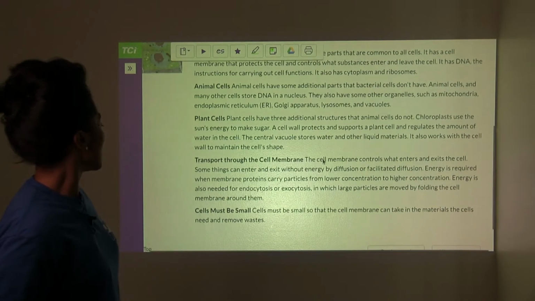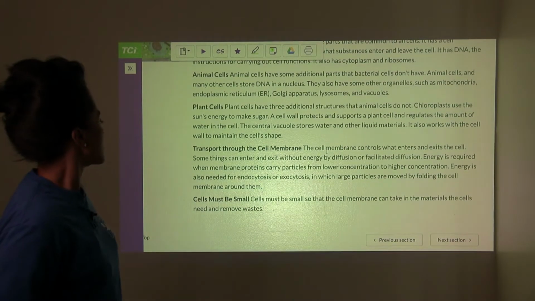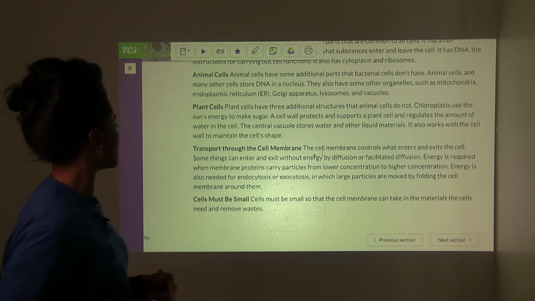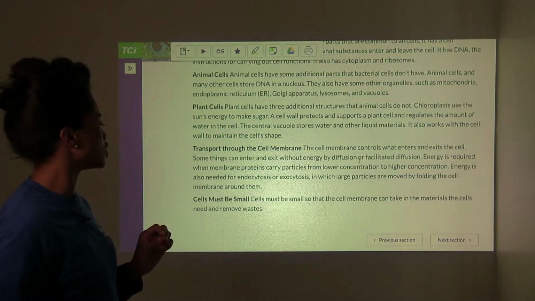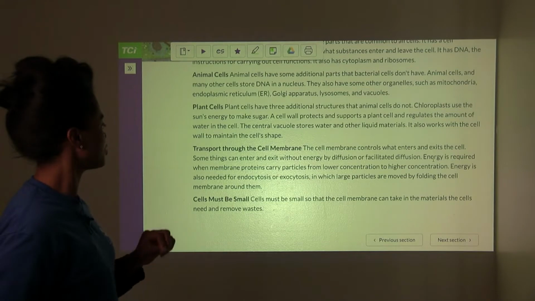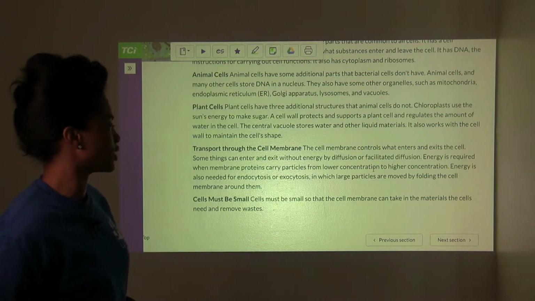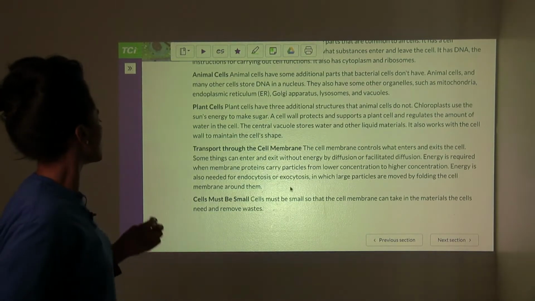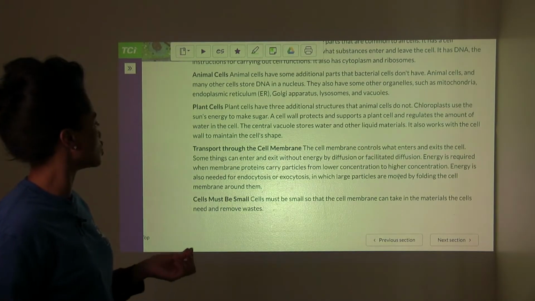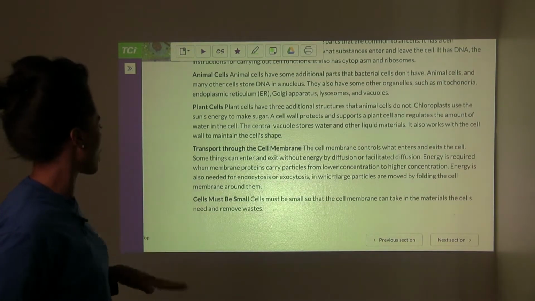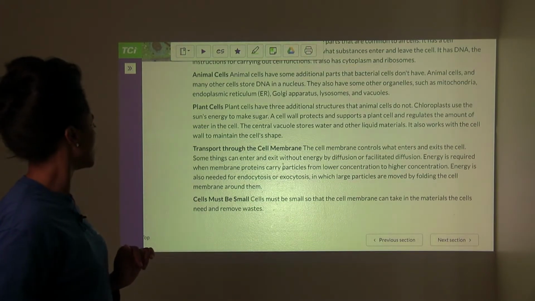Okay? The next section, section 4, transport through the cell membrane. The cell membrane controls what enters and exits the cell. Some things can enter and exit without energy by, there's 2 ways, diffusion or facilitated diffusion. Energy is required when membrane proteins carry proteins from lower concentration to higher concentration. Energy is also needed for endocytosis or exocytosis, in which large particles are moved by folding the cell membrane around them. Okay, so we talked about the different ways for things to transport through the cell membrane.